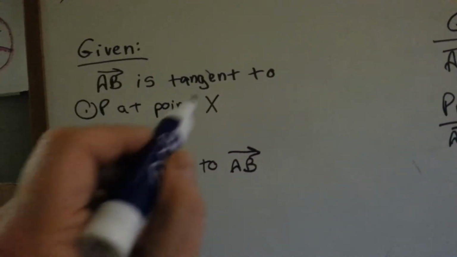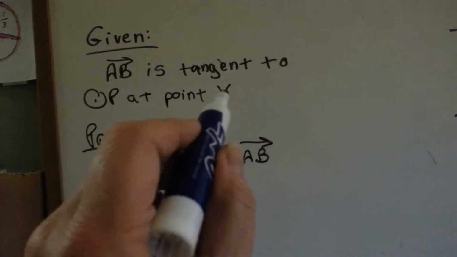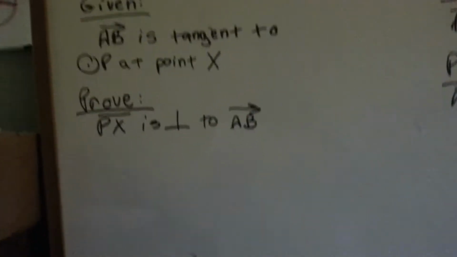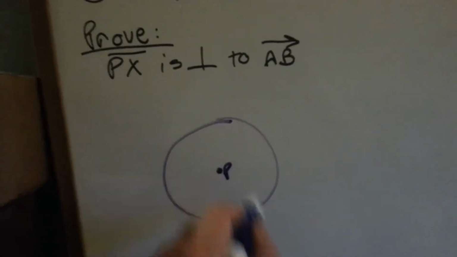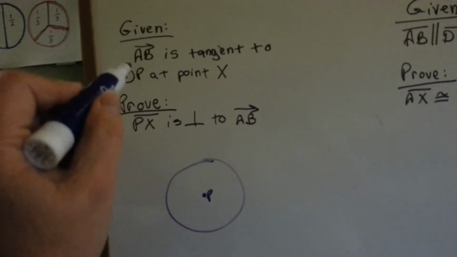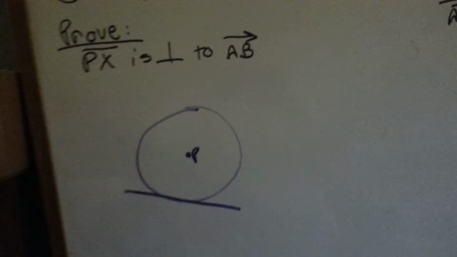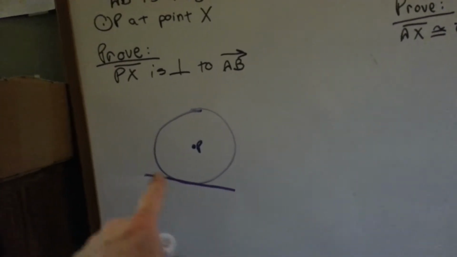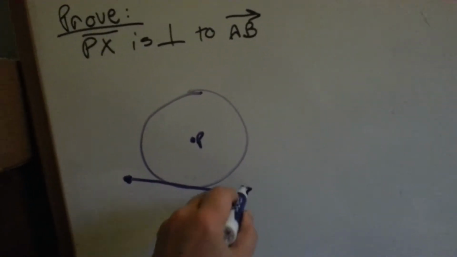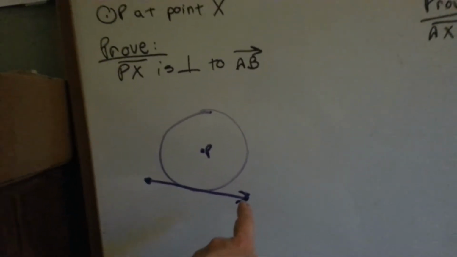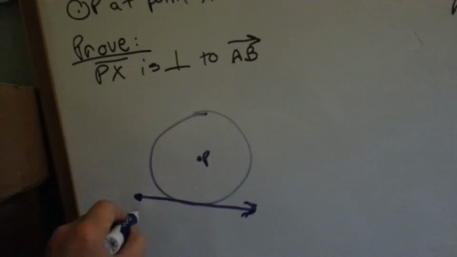So we know we've got a ray, a tangent, a circle, P as the center point of the circle, and a point X. So the first thing we can do is draw the circle, okay? And we know that it's going to have a center point P. A tangent is a line or a ray that goes across the outer edge on the circumference, okay? So if we've got a ray, it's going to have a point on one side and the arrow tip on the other. And we know that this is going to be ray AB.